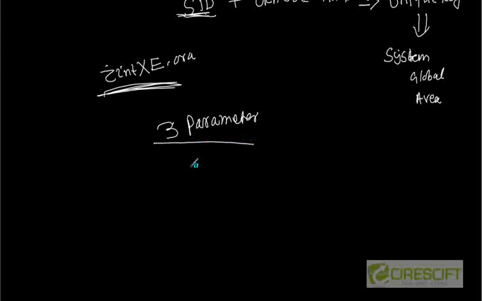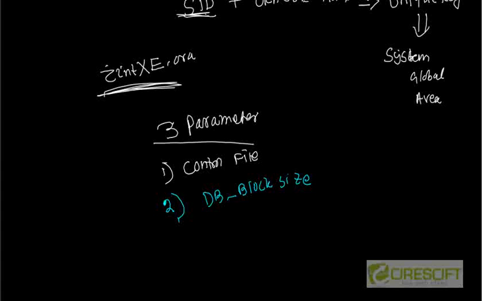Those parameters are: number one, the control file; number two, the database block size; and number three, the database name. If you have these three parameters, then all other parameters are either default or can be computed based on these parameters.